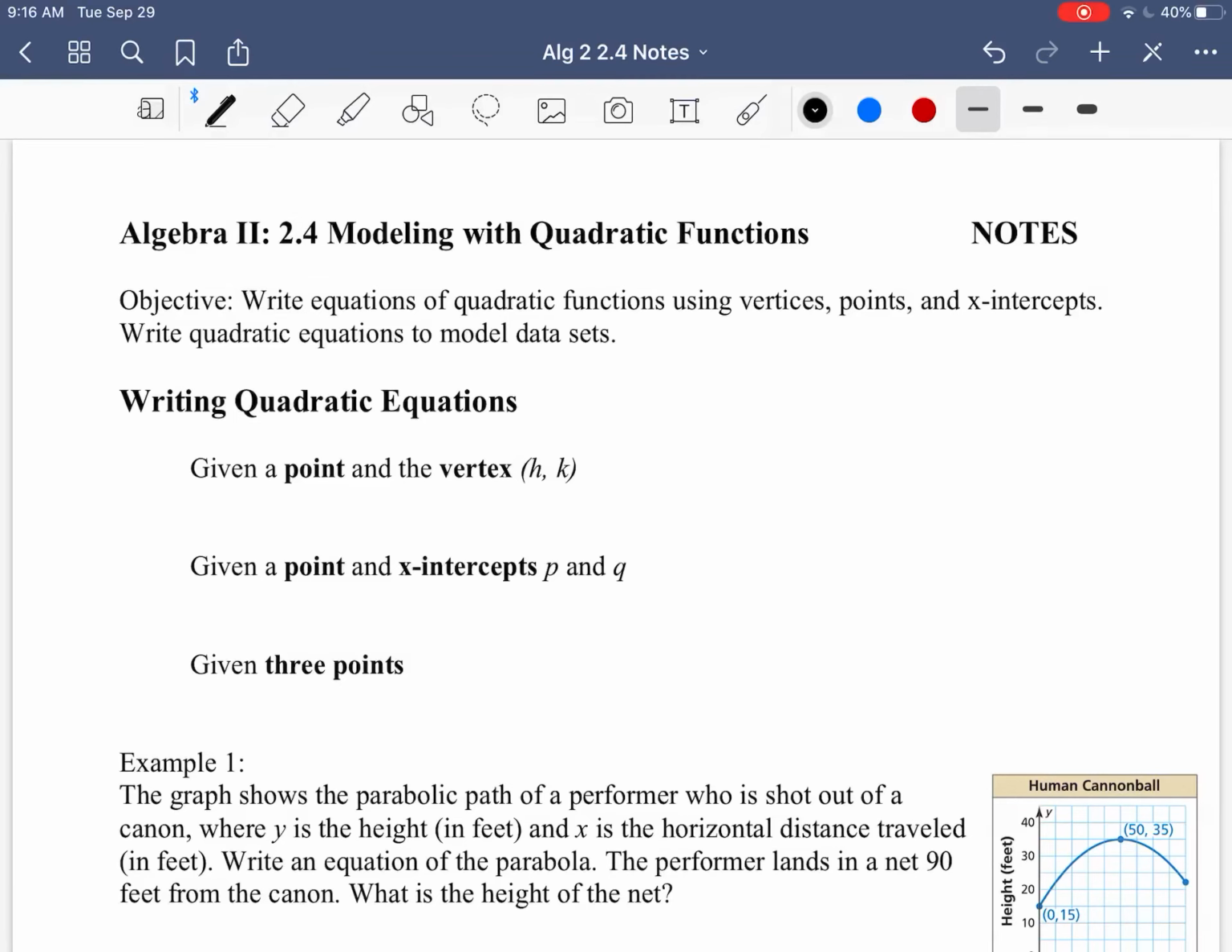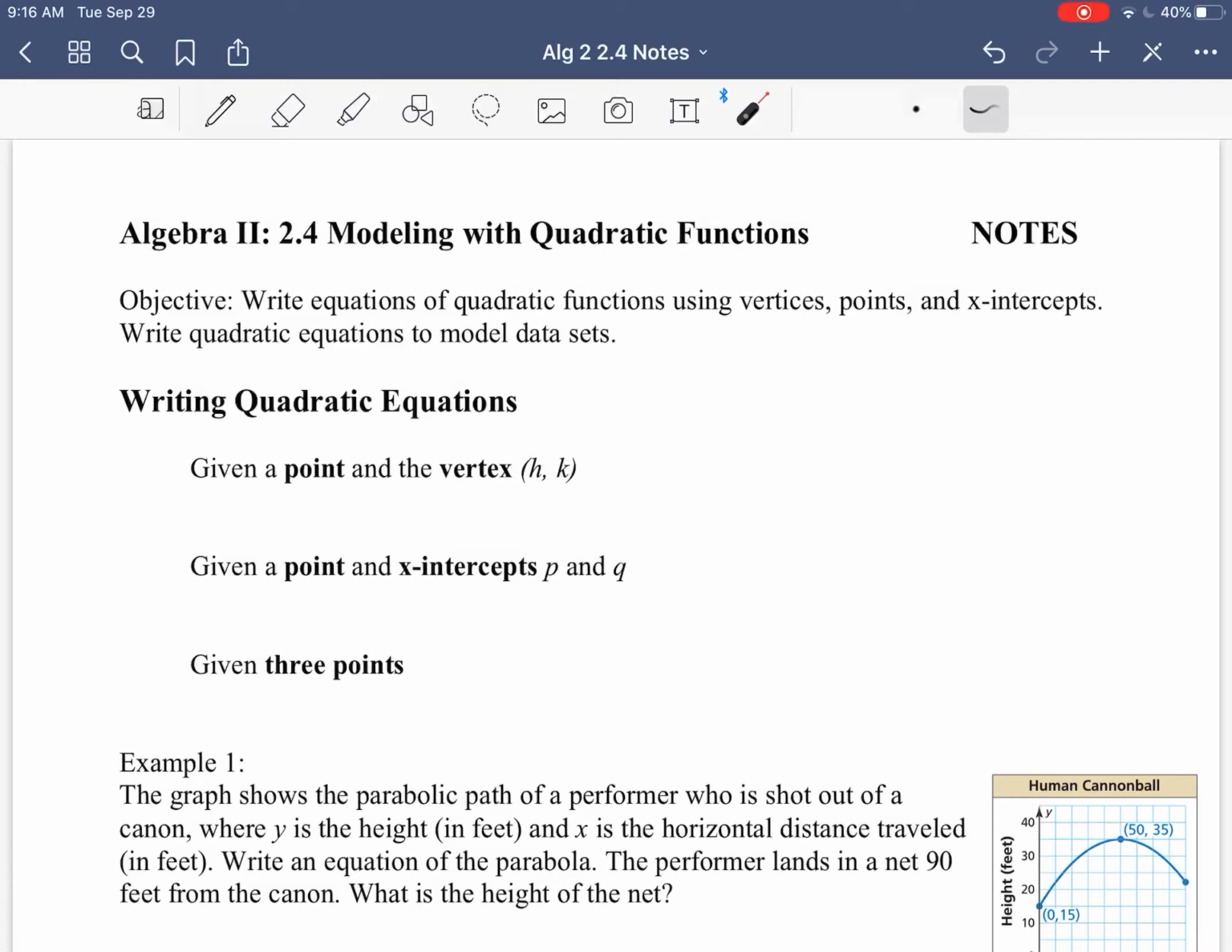All right, section 2.4, we are going to be modeling with quadratic functions. Up until this point, the book has given us an equation, and from that equation, we've determined the vertex, whether it opens up or down, the size and shape, and made predictions from that, given the equation. In this section, we're actually going to be writing those equations. So we're going to be given information about the parabola, and from that, we will come up with that equation.